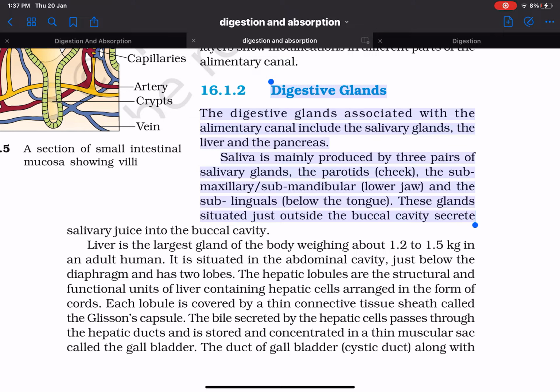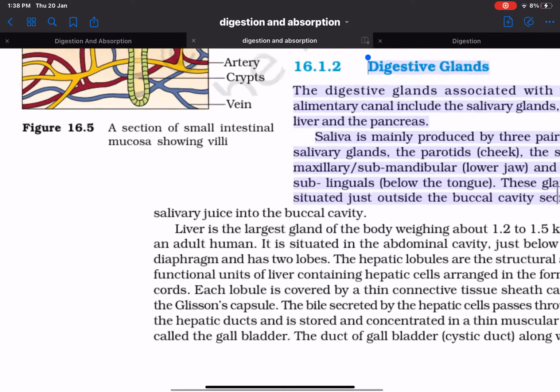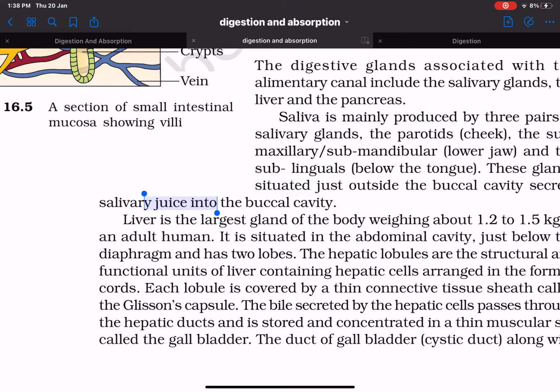Digestive glands. The digestive glands associated with the alimentary canal include the salivary glands, the liver and the pancreas. Saliva is mainly produced by 3 pairs of salivary glands: the parotids (cheek), the submaxillary/submandibular (lower jaw) and the sublinguals (below the tongue). These glands, situated just outside the buccal cavity, secrete juice into the buccal cavity.